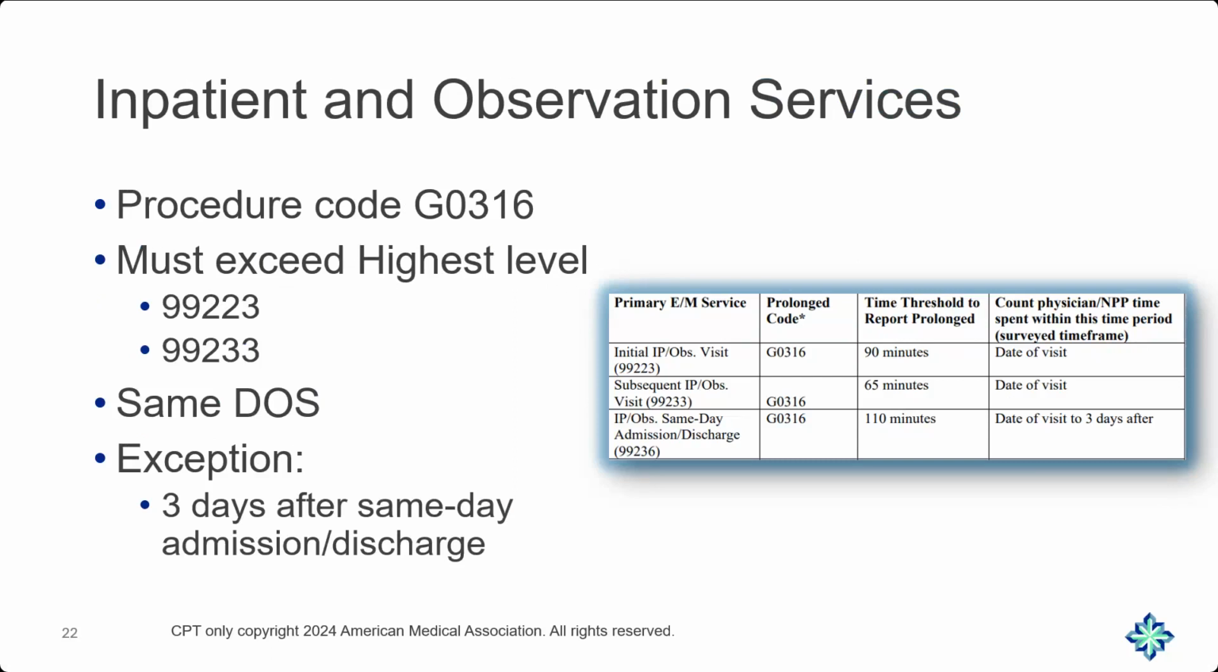For inpatient and observation services, a prolonged care code can be billed. If you're using time, it is billed using G0316. And again, you have to exceed the highest level of codes. Here, the codes we're talking about are going to be the 99223, which is 75 minutes, and that's that initial code, and 99233, which is that subsequent code at 50 minutes. So you'll have to meet or exceed that 75 or 50-minute threshold on that same date of service.